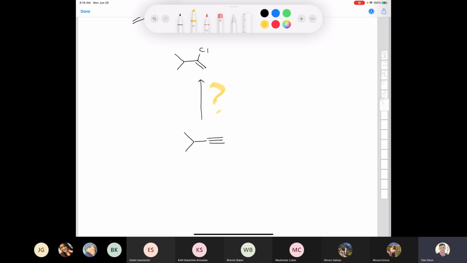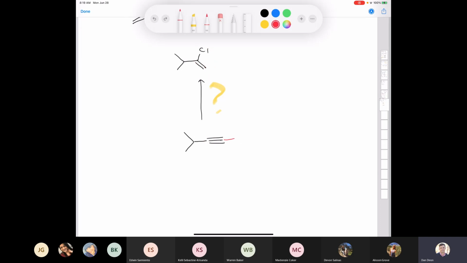Absolutely, yes. So Allison, yes, it's a Markovnikov addition, right? Because the rich are getting richer. If we think about it like this, I've got one hydrogen on this carbon, but I have no hydrogens on this carbon. So now this carbon is getting another proton, whereas this carbon is gaining the chlorine. So this is a Markovnikov addition of HCl across the triple bond.